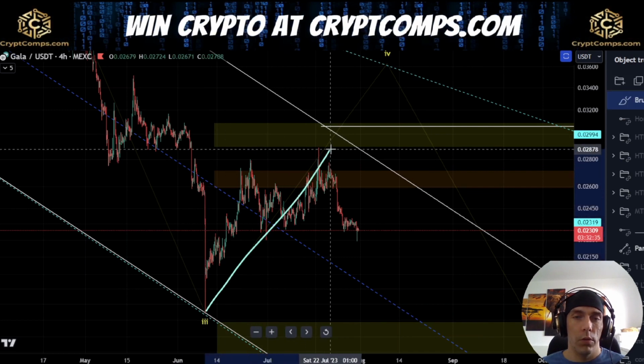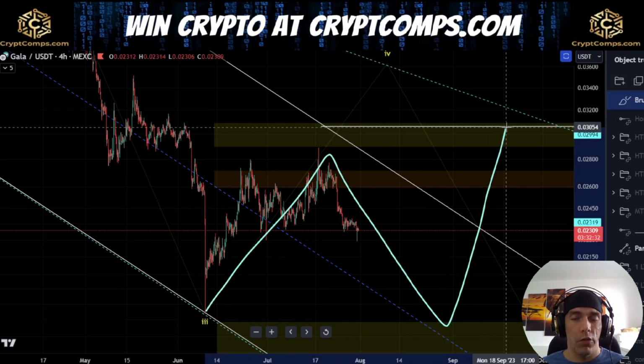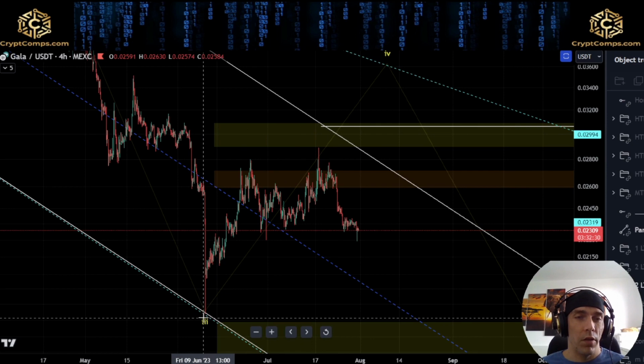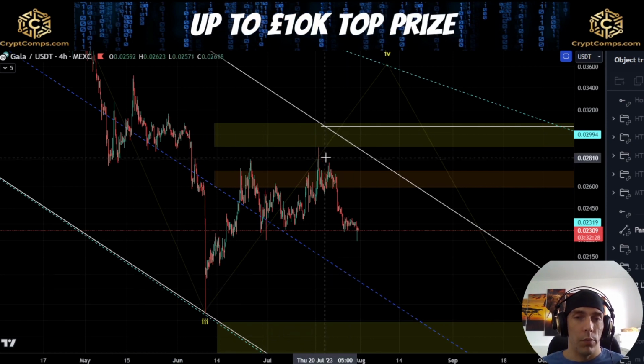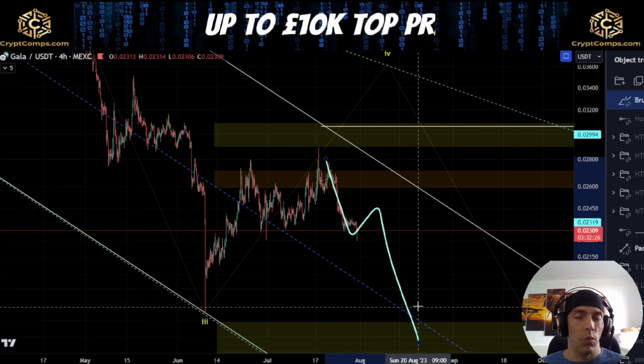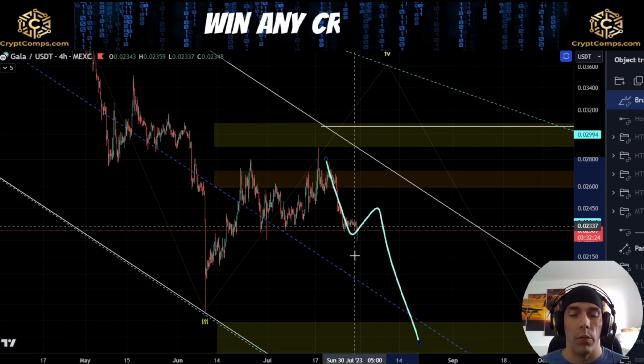We could also be on the lookout for something like a bigger flat correction here, but my primary expectation would actually be, if we start to break down below these lows, it's more than likely we're just going to start making that 5-wave structure.